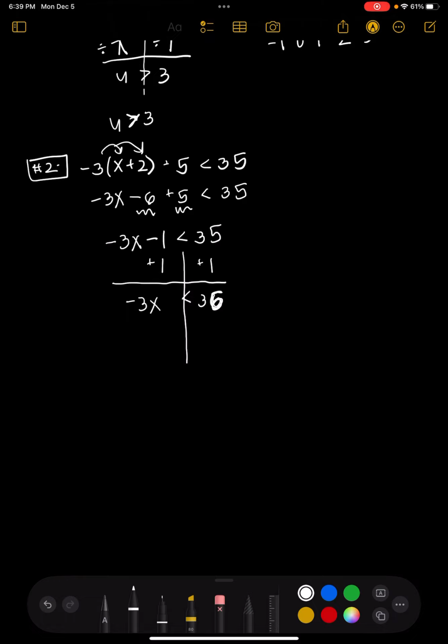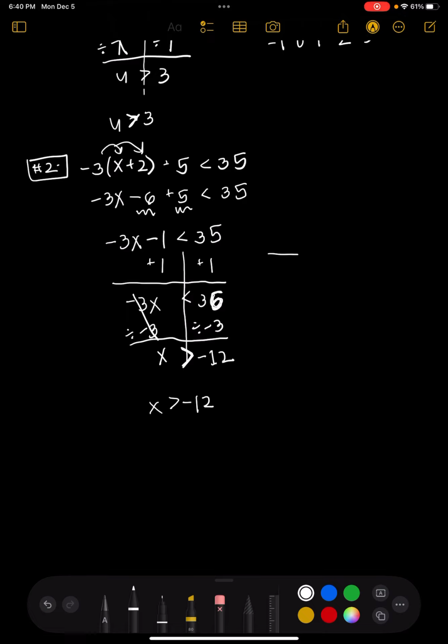Obviously, and then we want to get rid of the negative 3. Right now it's multiplying the x, so we're going to divide by negative 3 on both sides. The negative 3's on the left side cancel out, we're just left with x, and then 36 divided by negative 3 gives me negative 12. Now, because I divided by a negative number, the inequality sign flips so that it's now a greater than sign instead of a less than sign. And that, again, is because I divided by a negative number. So our answer is x is greater than negative 12.